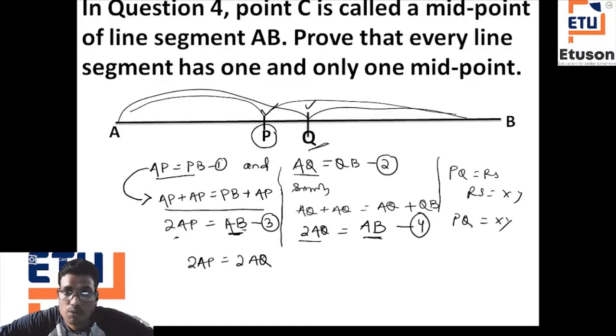Let's check that one. 2AP is equal to AB. Here 2AQ is equal to AB. That means AB is common for both the equations. So we can write 2AP is equal to 2AQ. So you have to write a statement over here. That one is things which are equal to the same things are equal to one another.